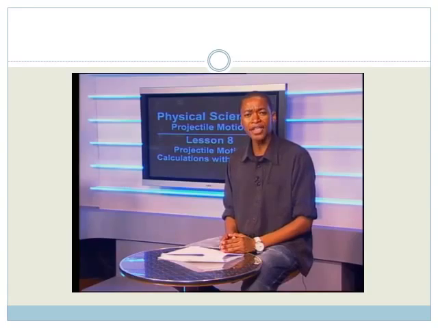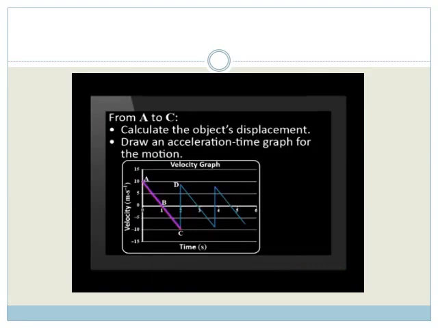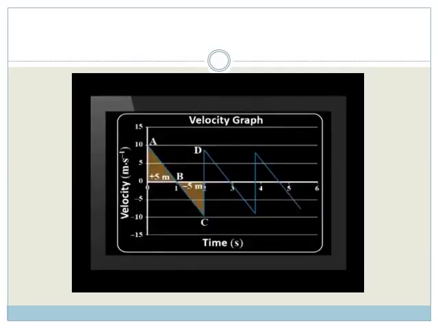Now for the combined interval A to C. Again, we are asked to calculate the object's displacement, and this time we are asked to draw an acceleration time graph for the motion. To find the displacement from A to C, we add the areas of the two triangles shown. The answer is obviously zero.